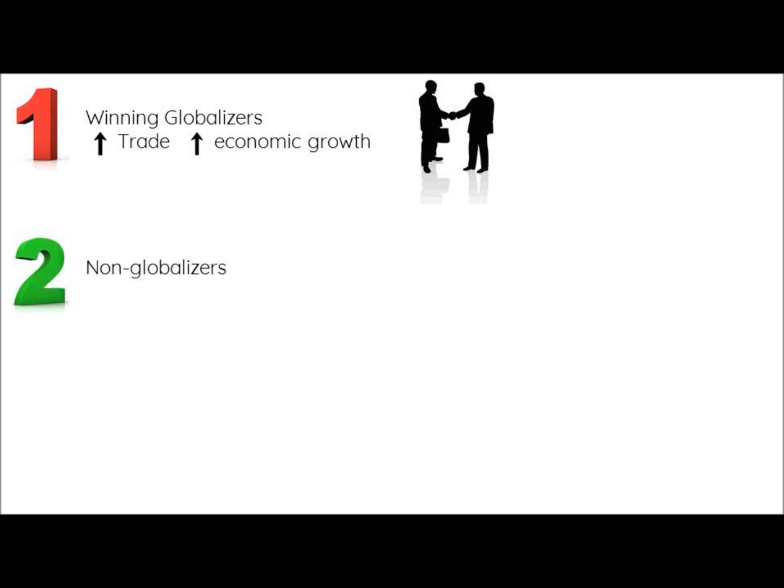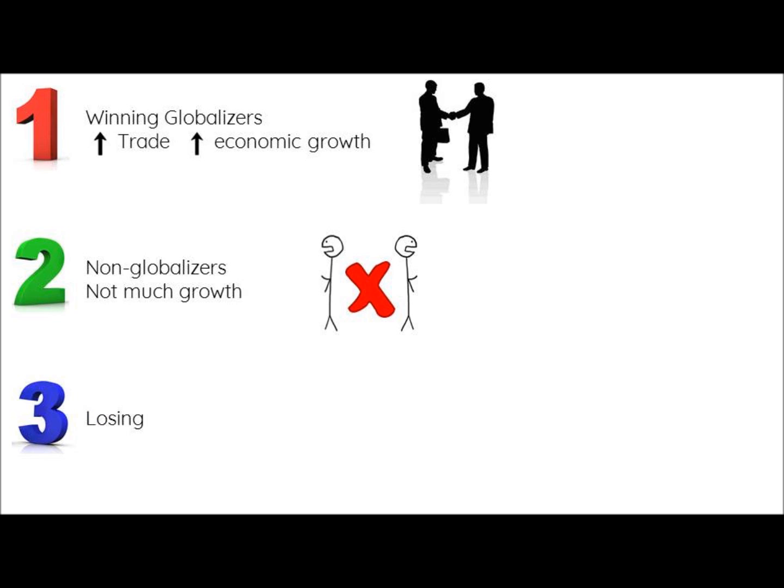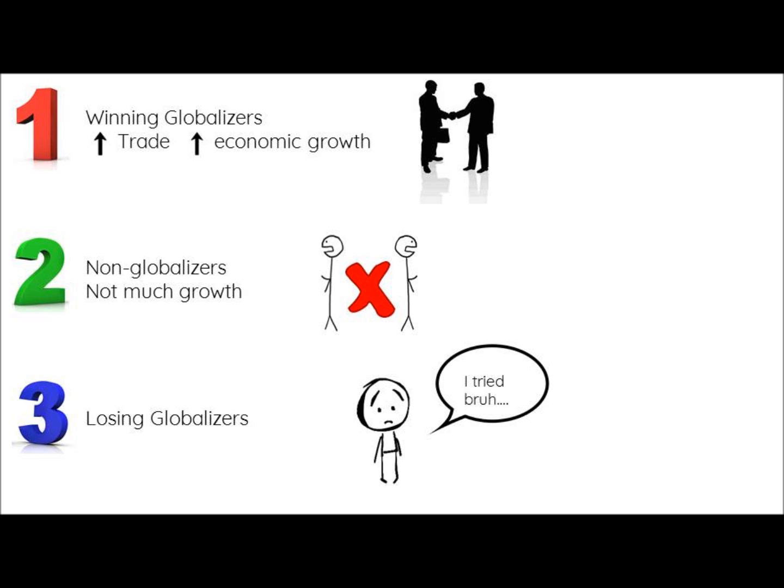The second category is non-globalizers. These are countries who deliberately avoid or abstain from trade, which in turn has not led to much economic growth. The third and final category are the losing globalizers. These are countries who have increased their trade, but unfortunately have not seen much, if any, increased economic growth. The prime example are many African countries.